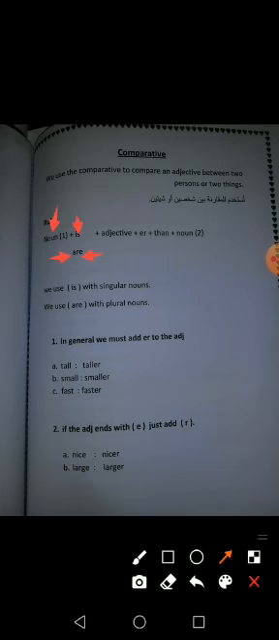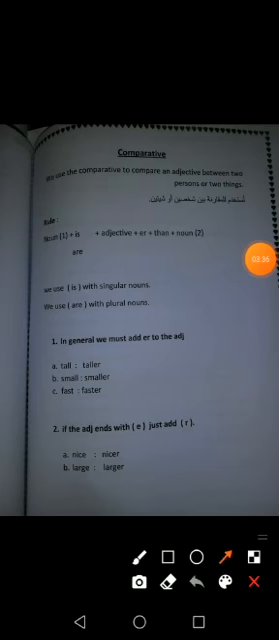Okay? So we use what? We use two persons in the beginning and in the end. We use adjective in the middle and we use is or are. Can you see? If the subject is singular, we use is. If the subject is plural, we use are. Also, we use than. Okay? For example, Ahmed is taller than Ali. Okay, we use than. This word is very important. We use than with comparative.